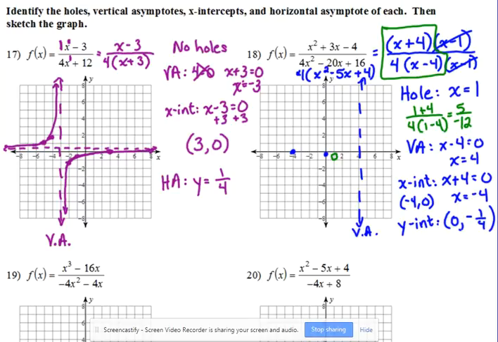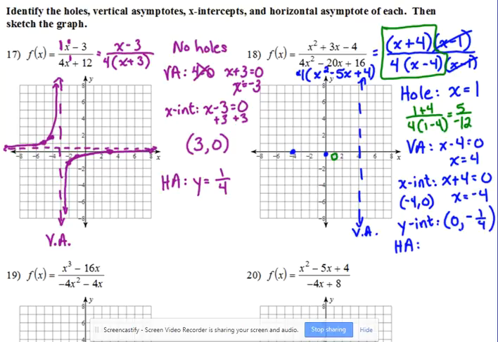And then the last things are horizontal asymptote. So horizontal asymptote, what's the degree of the numerator? Anybody? What's the degree of the numerator? Look at the original. What's the degree of the numerator? 2. It's the biggest exponent. Okay, I'm not trying to trick you. It is that easy.